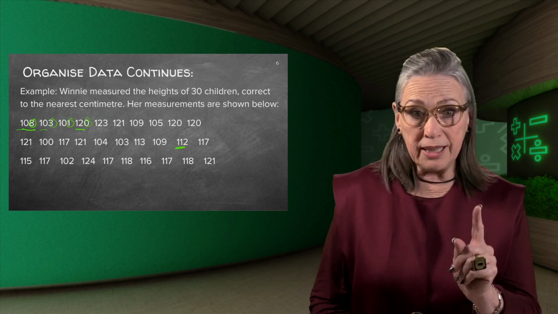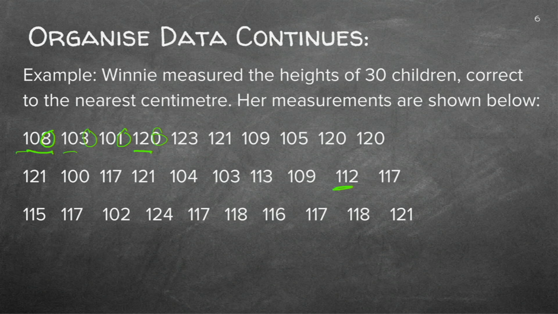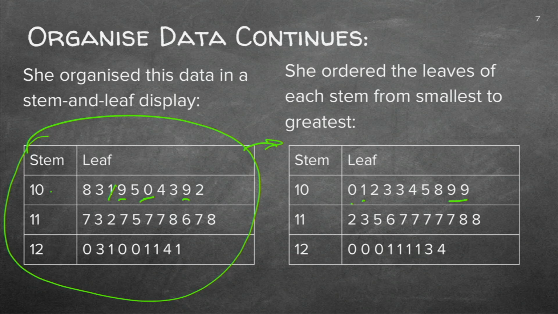It was Winnie who measured the heights of 30 children. So we are referring to the heights in the nearest centimeter. Okay. So now once we've organized it like this, we can argue that the shortest learner in the class is 100 centimeters. Correct. The tallest learner is 124 centimeters.